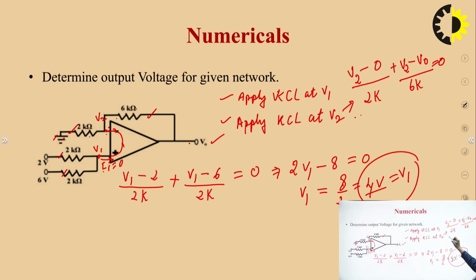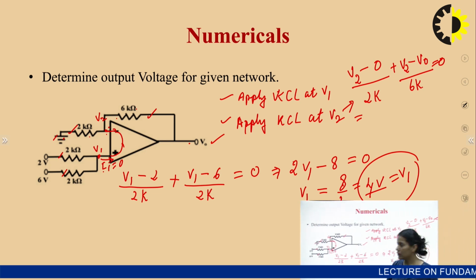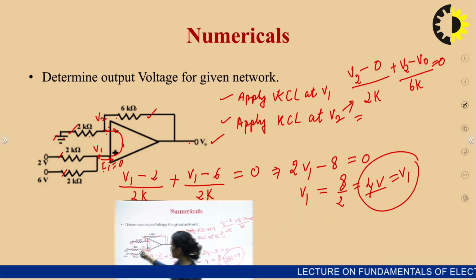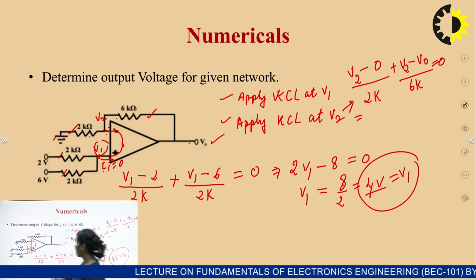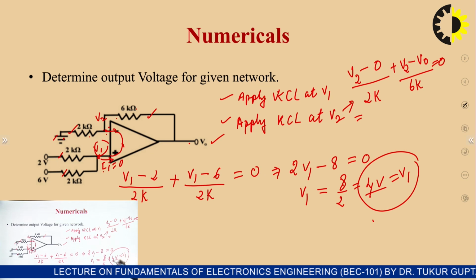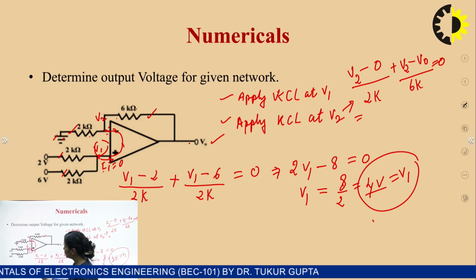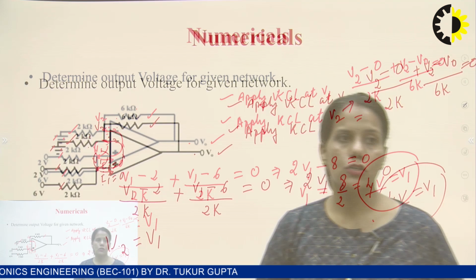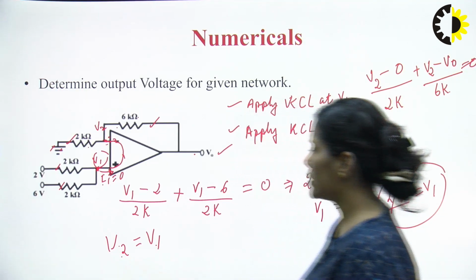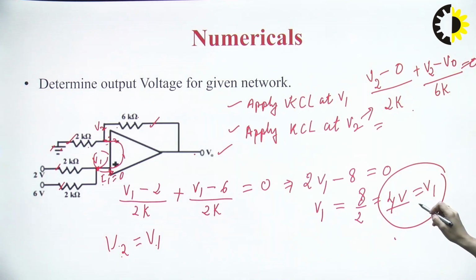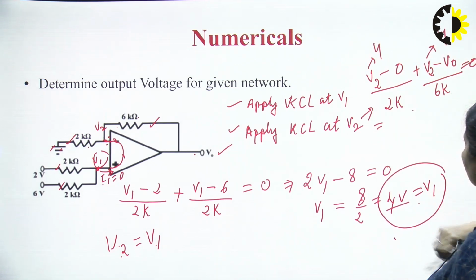So now, using the virtual short concept, the voltages at these two terminals V1 and V2 are always equal. So the voltage V1, obtained by using the first KCL, is 4 volts. Now you will consider that V2 is equal to V1 using the virtual short and virtual ground concept. So substituting the value of V1 instead of V2 in this expression. So V1 is 4 volts. Here also 4 volts.